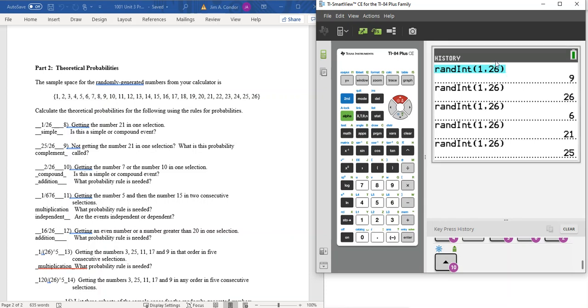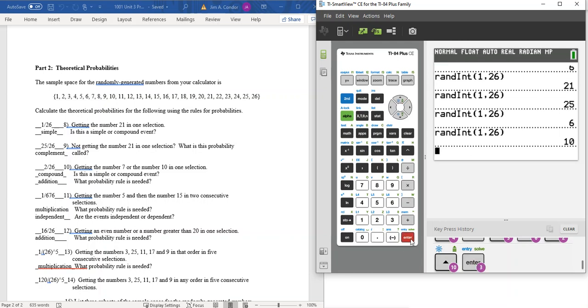Well, how often? If we kept hitting this button, how often is 21 going to show up? Let's see, it came once. I'll keep doing this here. And I might have to do this for a while. All right, so it seems like we need, there it is, it showed up again. So after about 20 or 30 times. Well, theoretically, there's 1 21 in these 26 numbers. So it's 1 out of 26 is our chance of it coming up. Is this a simple or compound? Simple event. We're just looking for one thing.